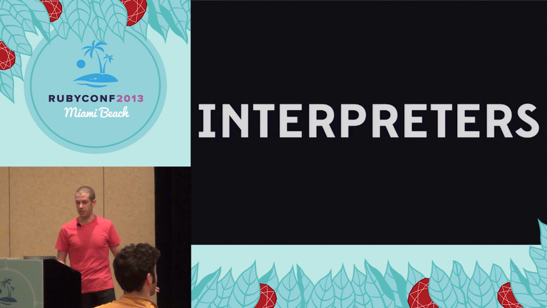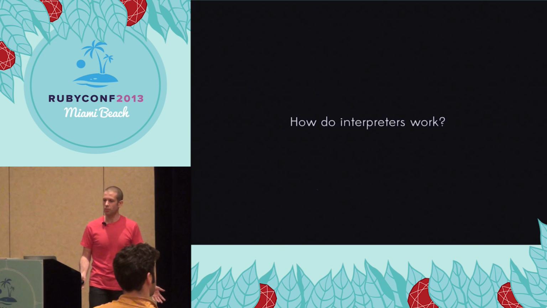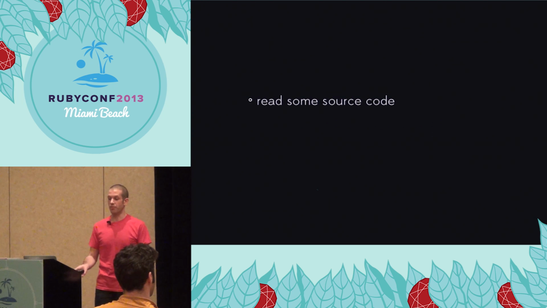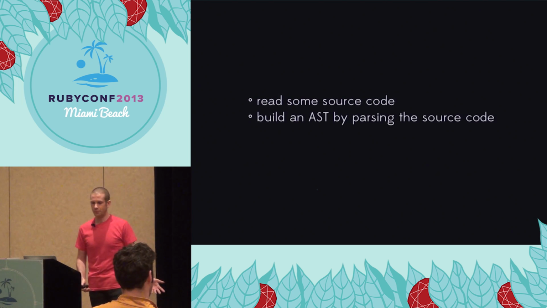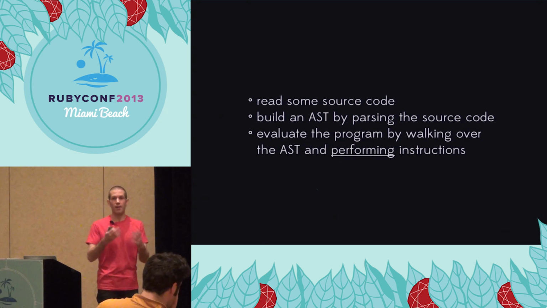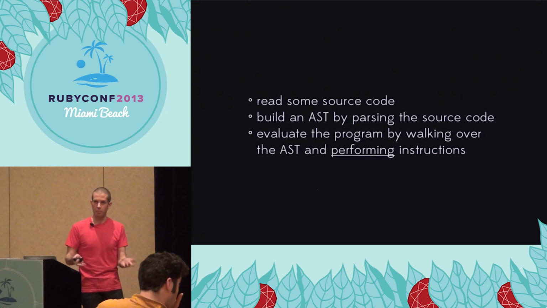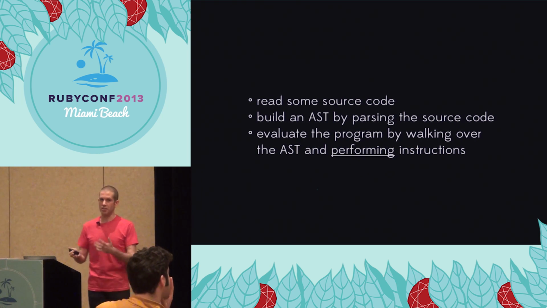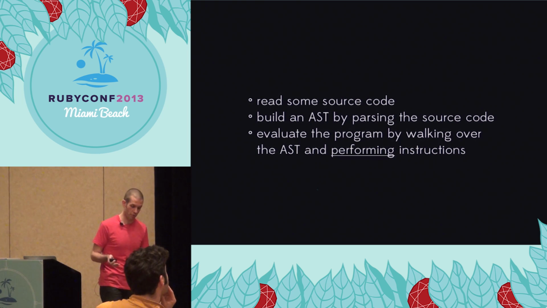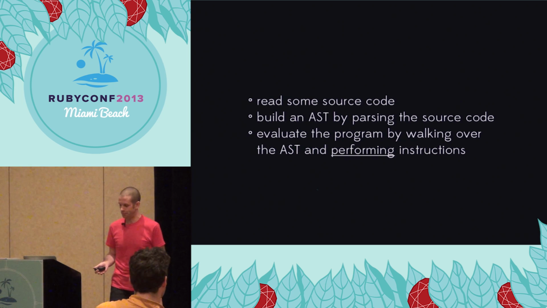So, interpreters. How does an interpreter work? Well, very roughly, it reads in the source code of the program you want to execute, and then it builds an abstract syntax tree by parsing that source code, and then it evaluates the program by walking over the abstract syntax tree and performing the instructions that it finds inside the tree. And this is basically how MRI pre-1.9 did its job, right?